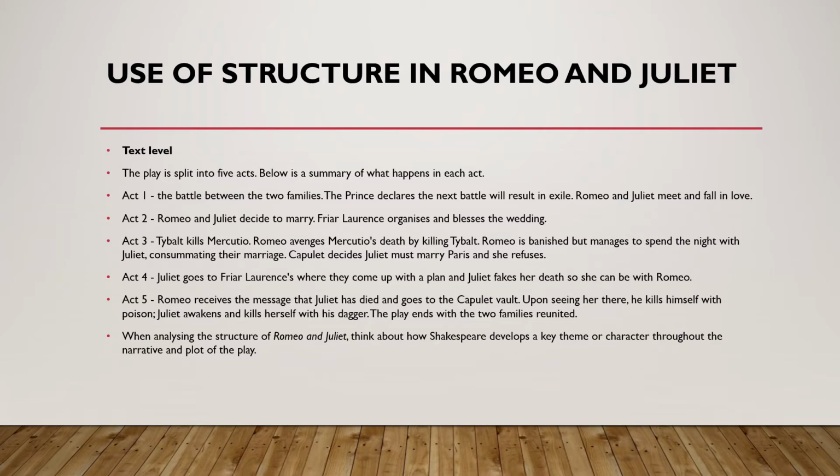We all know how this is going to end, yeah? We've got Act 2, where Romeo and Juliet decide to get married in secret, and Friar Lawrence organises and blesses the wedding. In Act 3, Tybalt kills Mercutio, Romeo avenges Mercutio's death by killing Tybalt, and Romeo is banished, but he does manage to spend the night with Juliet, consummating their marriage. Lord Capulet decides that Juliet must marry Paris, but she's not really too happy about this.